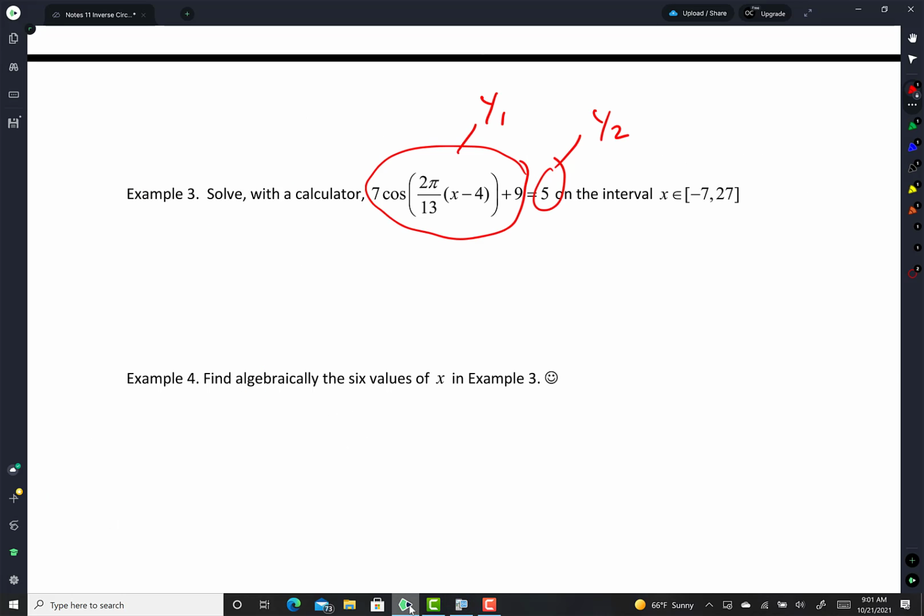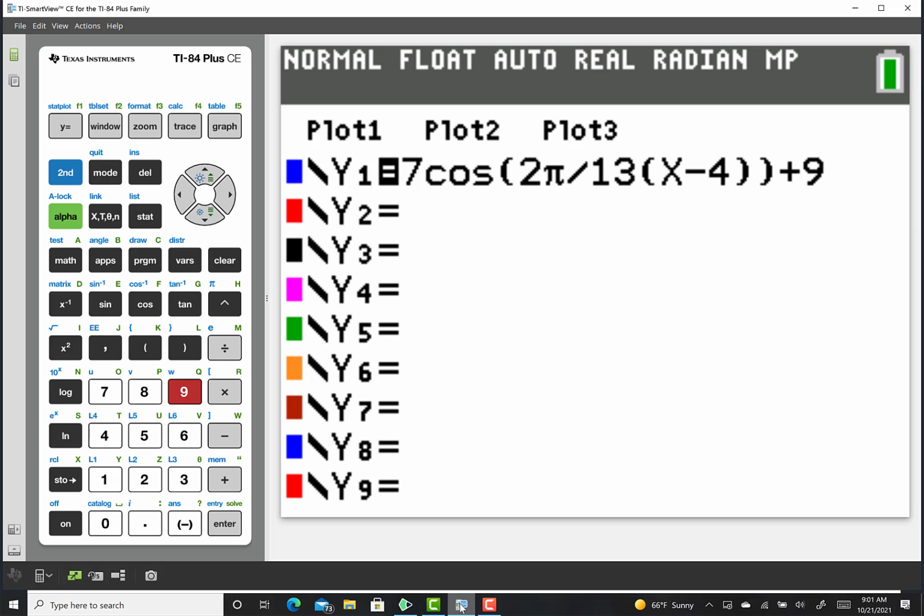We enter 7 cosine of 2 pi over 13 times open parenthesis x minus 4 close, plus 9. Yeah, I think that's correct. And then on y2 I'm going to type in 5.